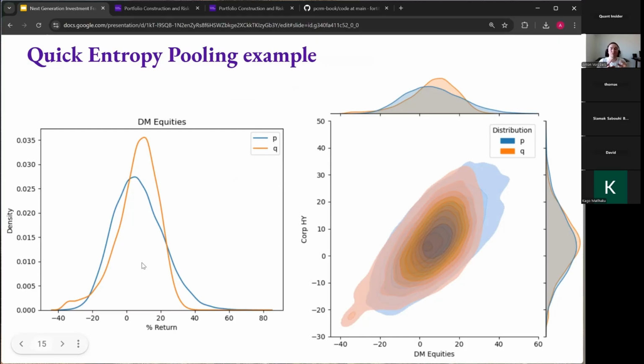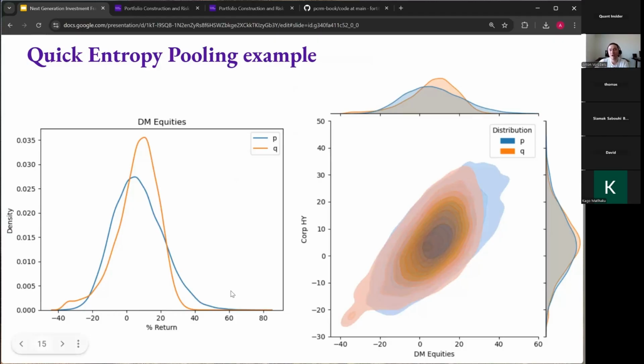Entropy pooling can adjust a bad prior in some way, but it's not recommended to use this method in that way. Ideally, you should have a good prior, and then you use this good updating method, which is entropy pooling, to stress test and implement forward-looking discretionary views potentially.